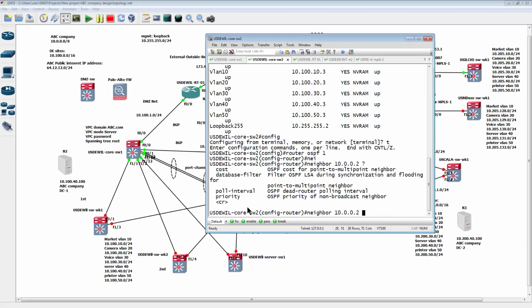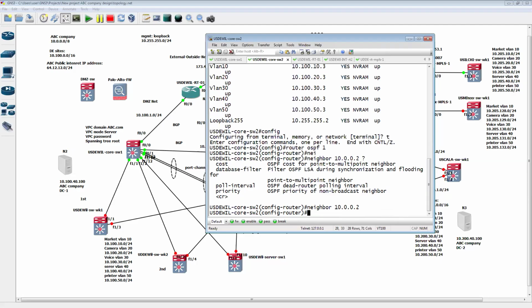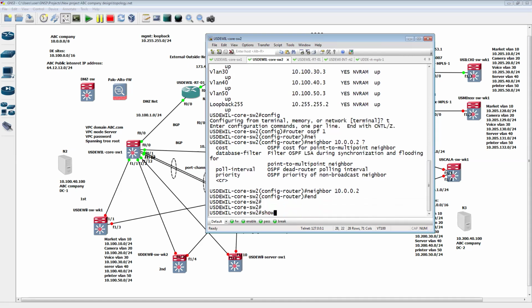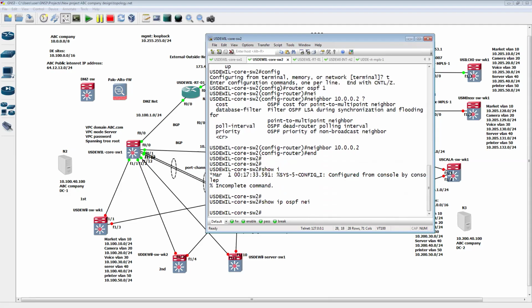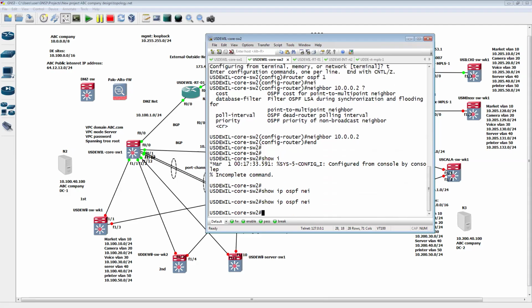We just want the basics. I just want to show you what OSPF is, and it's easy compared with BGP, isn't it? Okay, just hit enter in here for now. Now show IP OSPF neighbor. Do we have a neighbor formed yet? You see, we don't have one yet.